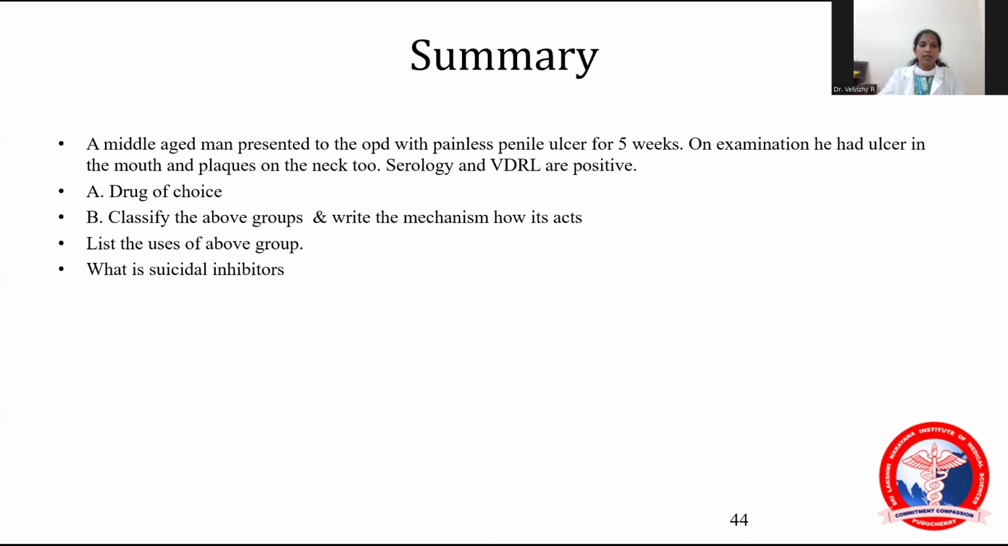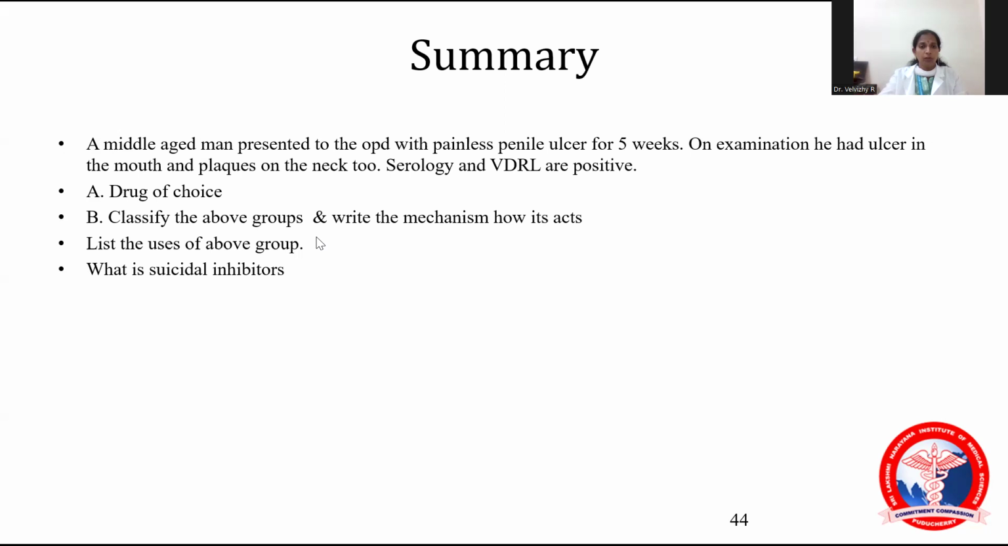But the advantage of benzathine penicillin is one injection once a week for 3 weeks. Only 3 injections are sufficient to treat syphilis. Whereas in the case of procaine penicillin, you have to give a daily injection for 10 days, so the patient has to take 10 injections. With benzathine penicillin, only 3 injections, once a week, so there is a gap also. So here the drug of choice is mainly benzathine penicillin, 2.4 million units intramuscular once a week for 3 weeks.